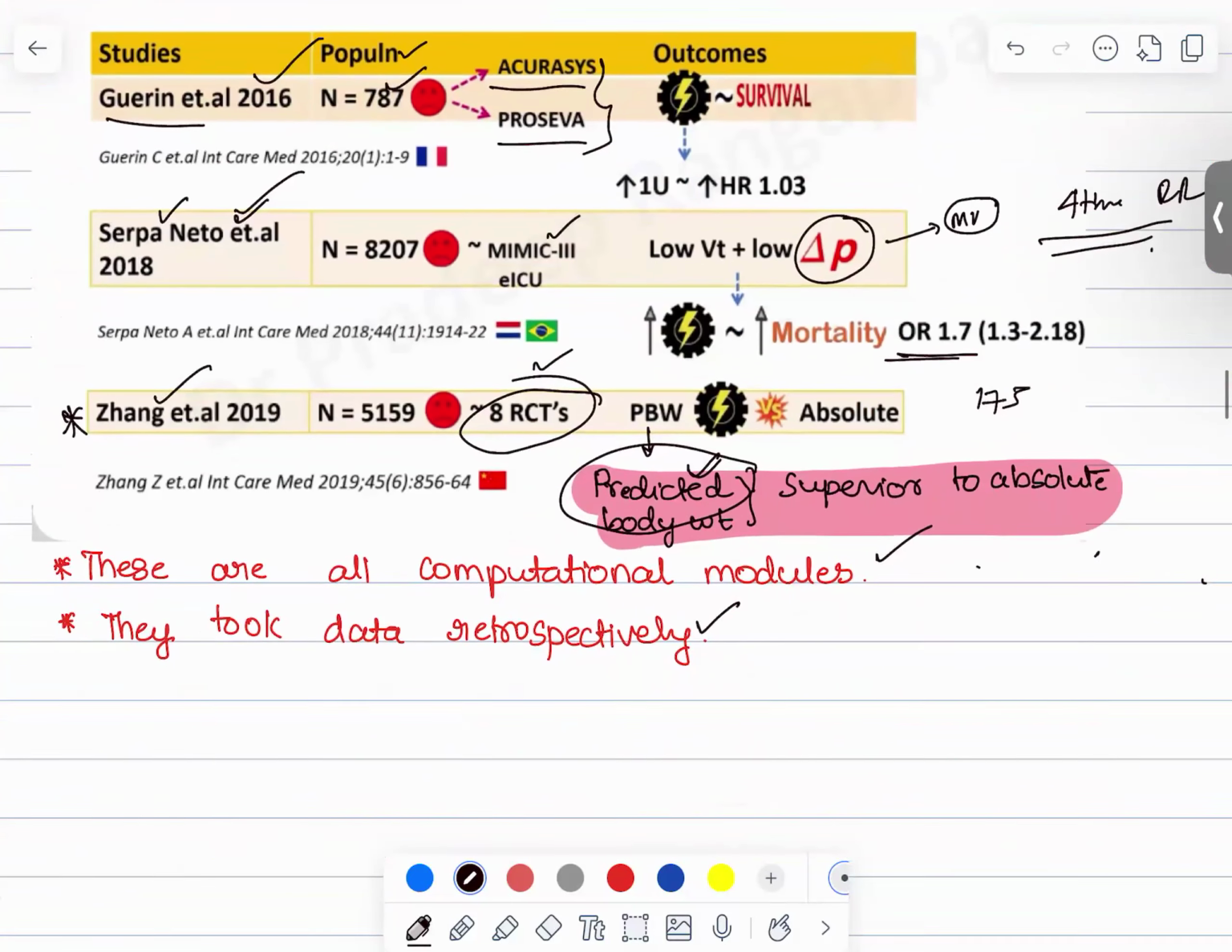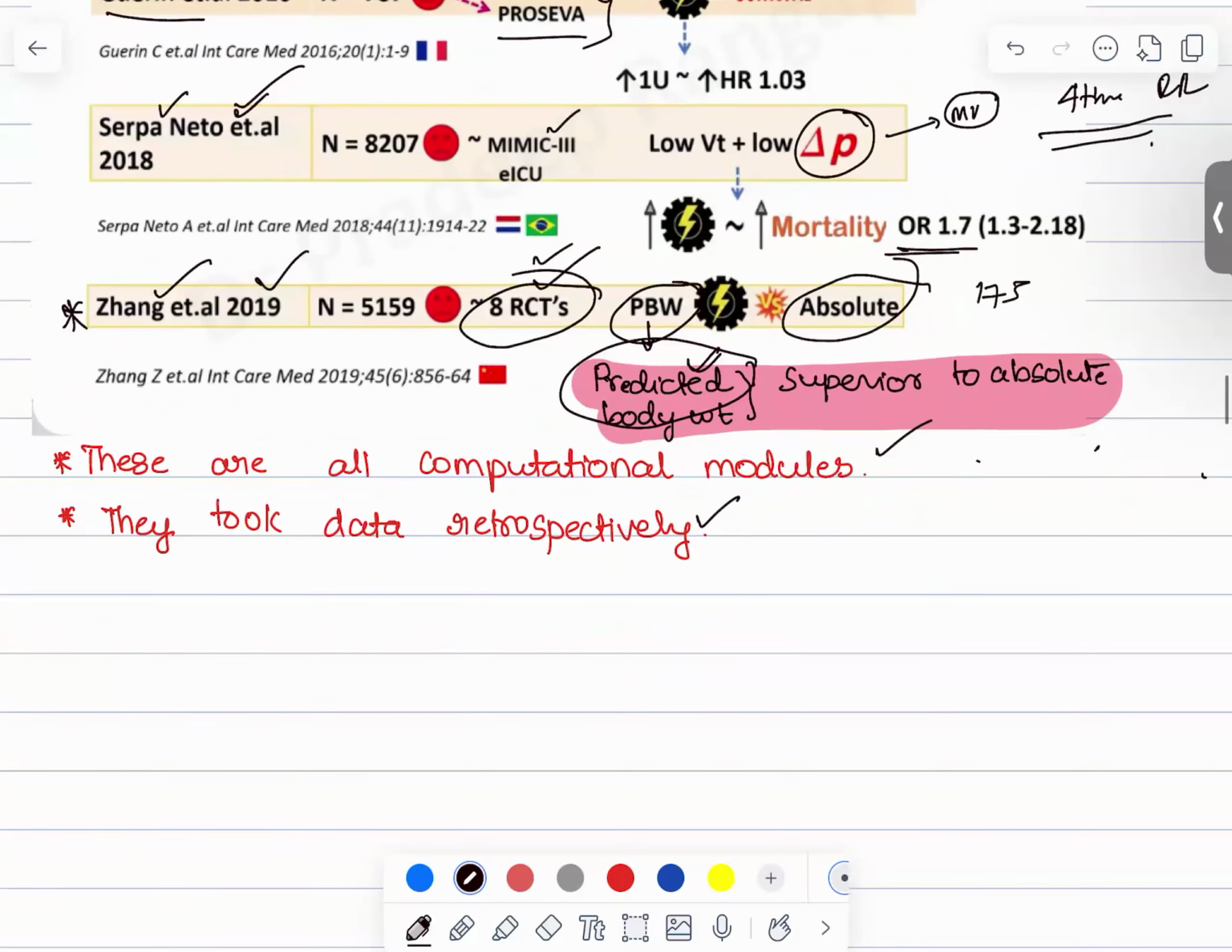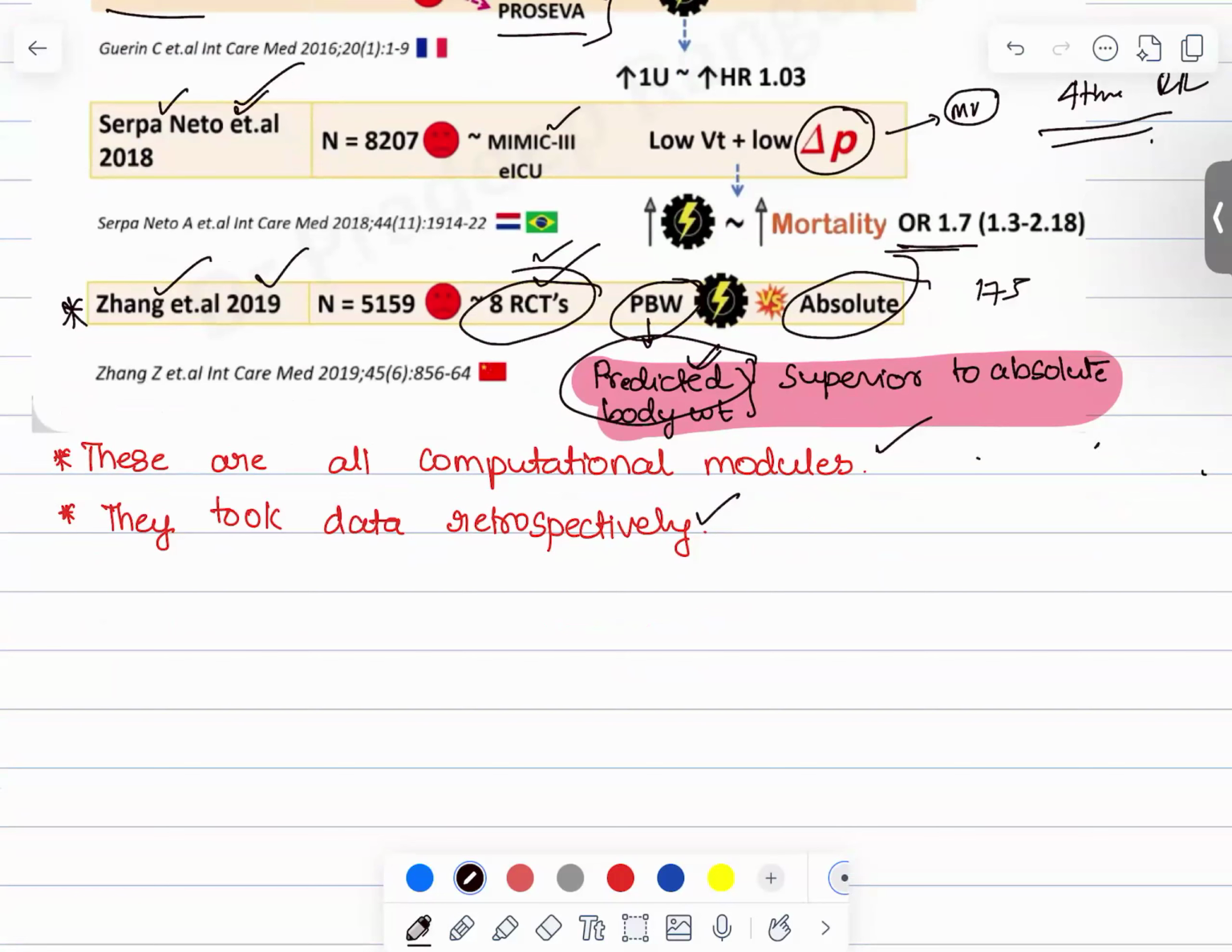One more thing is that Zhang et al. in 2019 studied 5,000 odd patients, included 8 RCTs, and calculated the mechanical power based on the predicted body weight, not the absolute. What they found is that calculating the mechanical power based on the predicted body weight is superior to absolute numbers. For example, we know that a mechanical power of less than 17 joules per minute will have a good outcome. Here, Zhang et al. say that it should rather be calculated based on the patient's kg, rather than an absolute number.